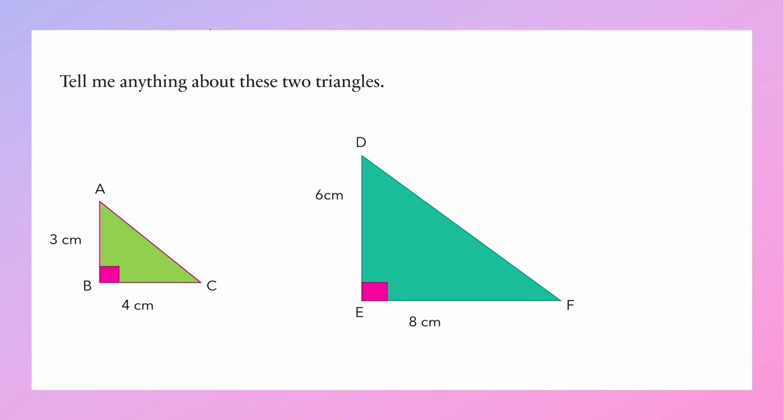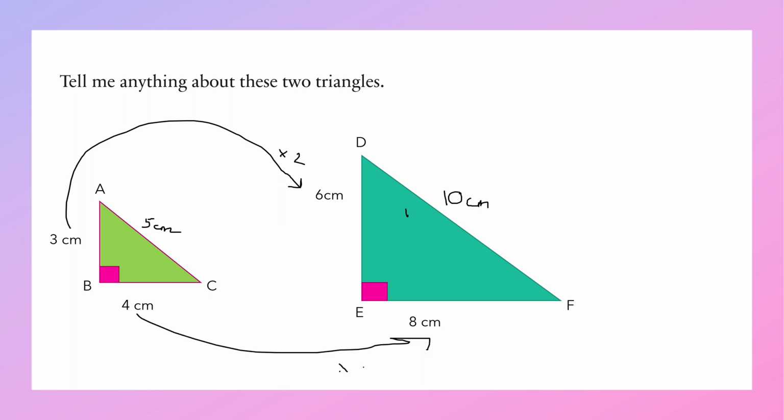Okay, so let's explore it in a bit more detail. As we can see, these two are right angle triangles. And some of you might have realised that AC is 5 centimeters and DF is 10 centimeters. So we have a multiply by 2 to give you that, multiply by 2 to give you that, and multiply by 2 to give you that. So what we essentially have is a 3:4:5 ratio for both of them.